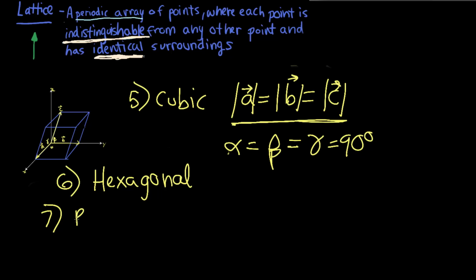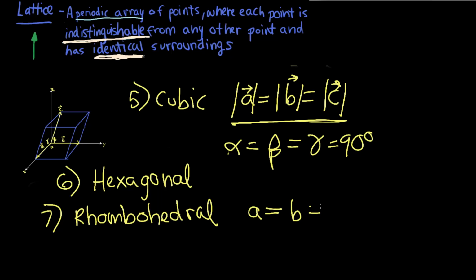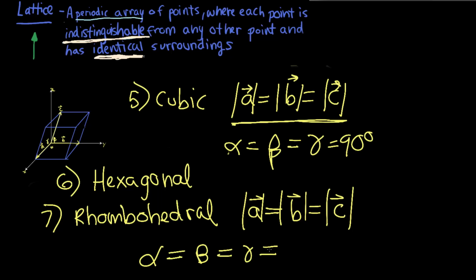And our final crystal system is known as rhombohedral. In this case, a is equal to b is equal to c. Alpha is equal to beta is equal to gamma. But none of these are 90-degree angles. So those are our 7 crystal systems in 3 dimensions.